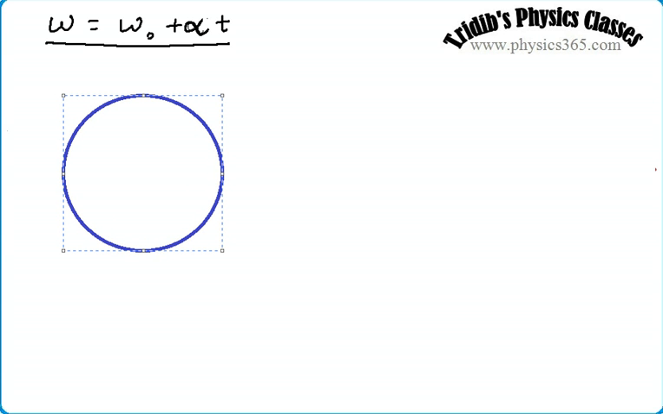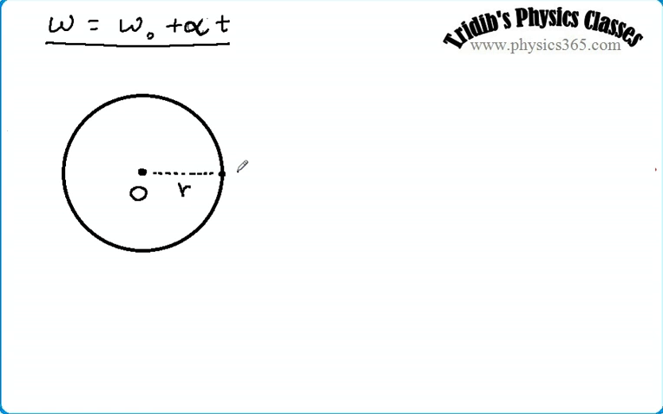Okay, now we will prove the first equation of circular motion, that is omega is equal to omega naught plus alpha t. For that, let us consider a circular motion which is taking place about center O, in a circular path of, say, radius r.